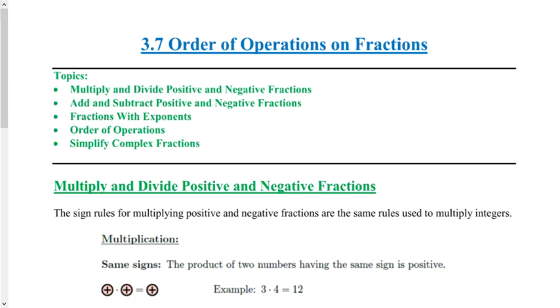Well, hello. Today we are going to be talking about order of operations with fractions. Now, this is going to kind of be a summary of everything we've done in this whole chapter so far. So we're going to be finding least common denominators. We're going to be working with positive and negative numbers, adding, subtracting fractions, multiplying, dividing fractions, all kinds of things.